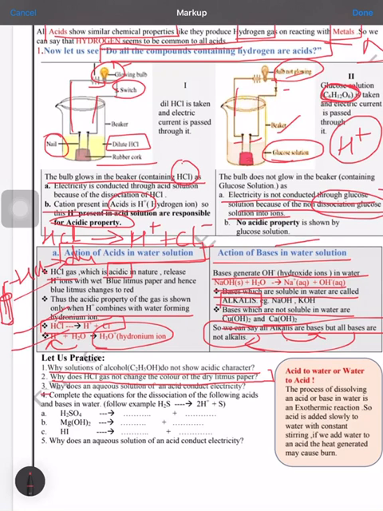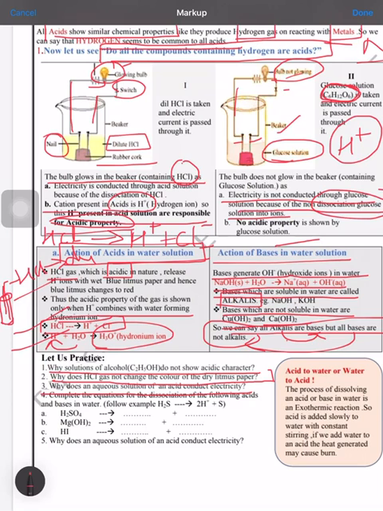Why does an aqueous solution of an acid conduct electricity? An aqueous solution of an acid conducts electricity because the dissociation of HCl into H+ and Cl- ions takes place in the presence of water, and the H+ ions present in the acid solution are responsible for the conduction of electricity, instead of acidic property, you can write. So it is a direct answer.